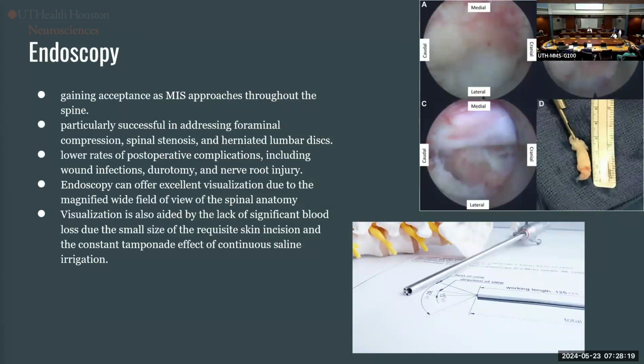So it's gaining acceptance across the country, particularly successful in decompressions, with lower rates of post-op complications, including wound infection, durotomy, and nerve root injury, when compared to both open techniques and tubular microsurgery. It's really good visualization. I would argue it is better than through a tube because the water pressure actually tamponades small vessel bleeding, and you have kind of a 360 magnified view that's not as angle dependent.